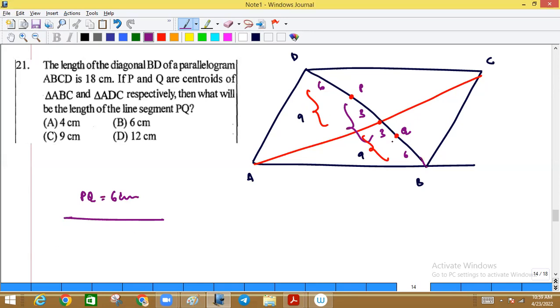Because the diagonal is divided into two parts, that is 9 and 9. Right? This length is 9, that length is 9. So P and Q are the centroids of the respective triangles. Centroid divides the median in what ratio? 2:1. So it is 6, it is 3. Right? So what is the distance between P and Q? It is 6.